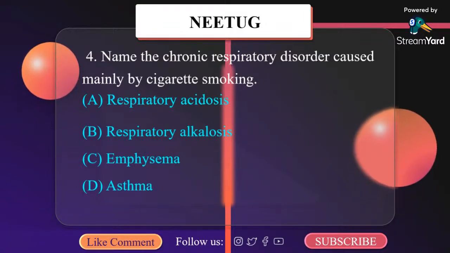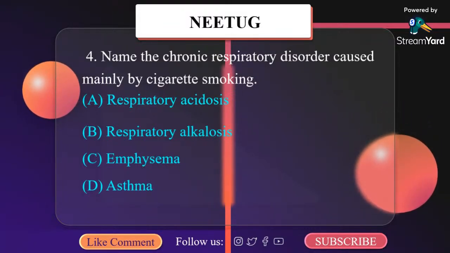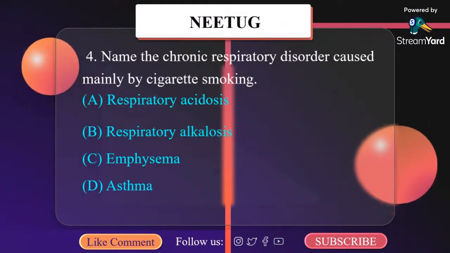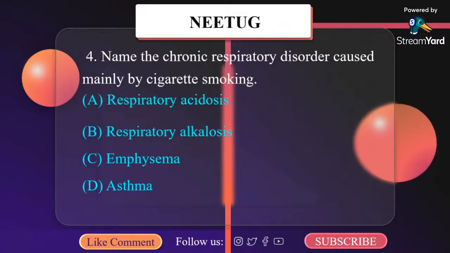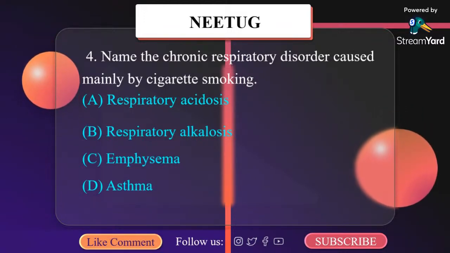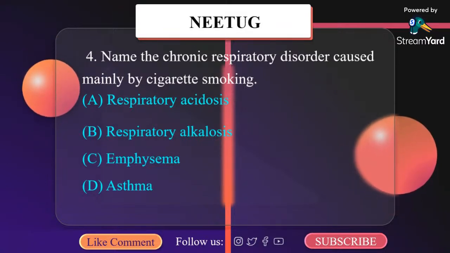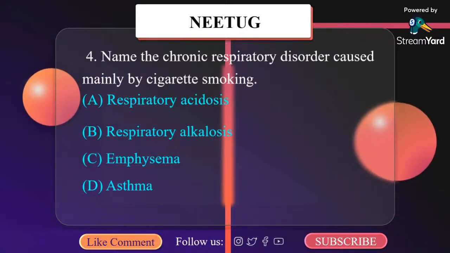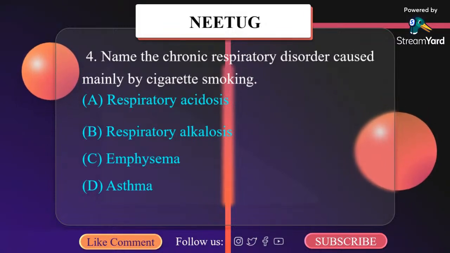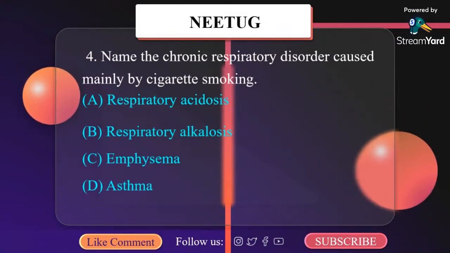Emphysema is a COPD, chronic obstructive pulmonary disease, caused due to cigarette smoking. It is an inflation or abnormal distension of bronchioles or alveolar sacs of lung, which causes irreversible distension and loss of elasticity in the wall of alveolar sac of lungs. So the correct option here is C, emphysema.